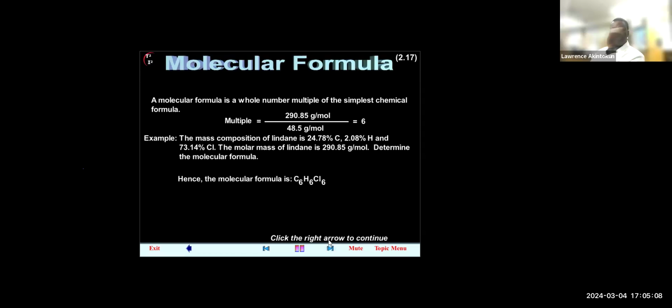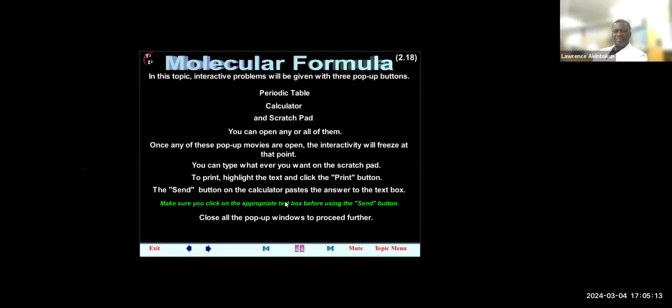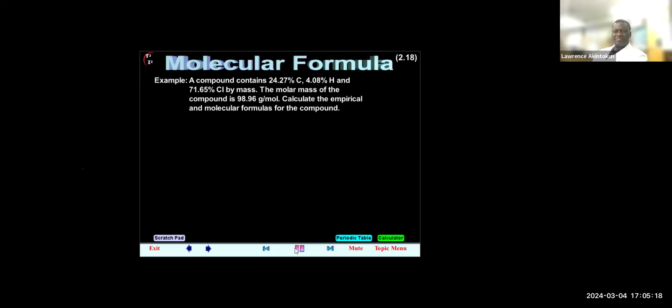All right, let's go to the interactive section. Example: a compound contains 24.27% C, 4.08% H, and 71.65% Cl by mass. The molar mass of the compound is 98.96 grams per mole. Calculate the empirical and molecular formulas for the compound. So go ahead and solve this problem.